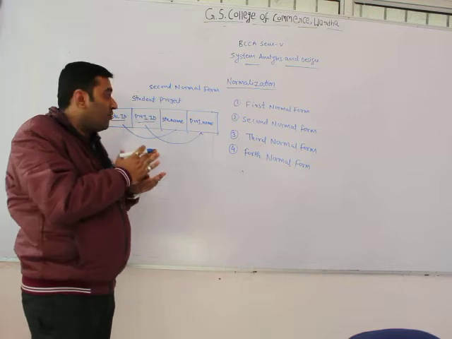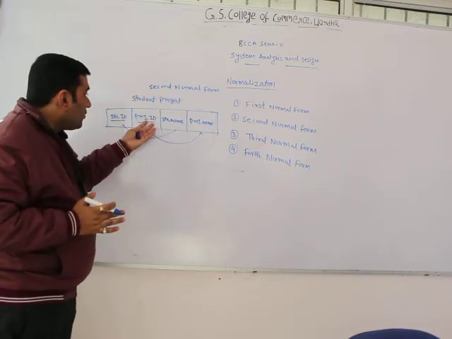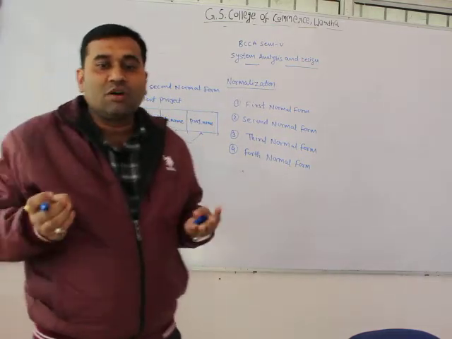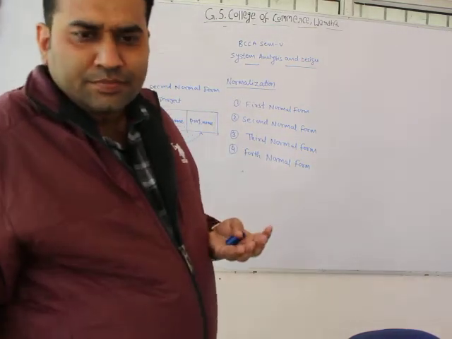Project name is dependent upon the project ID. Student name is dependent upon the student ID. This is called partial dependency.